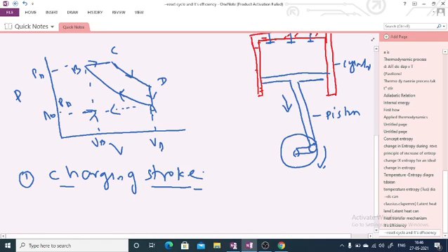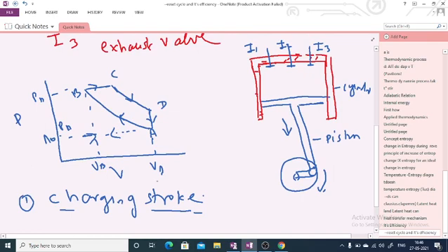The piston moves in the outward direction, so inlet valve I1 will be open. Once the inlet valve is open, air is taken inside the cylinder through valve I1. So the cylinder is now charged with air. Hence this stroke is called the charging stroke. The volume of the cylinder increases as the piston moves, because air is taken inside.